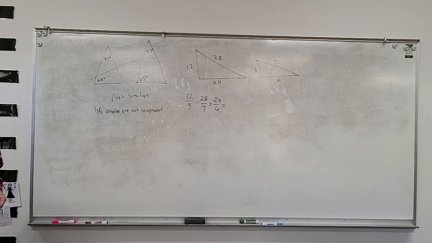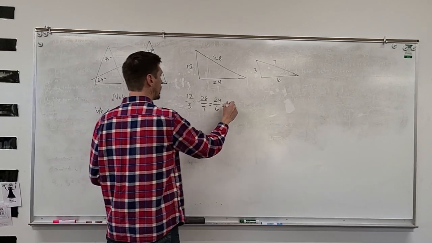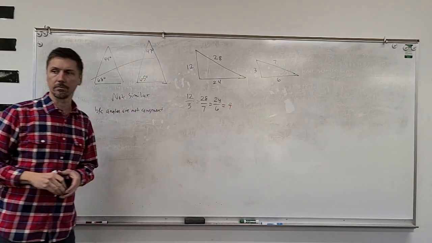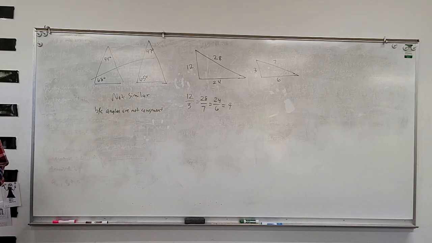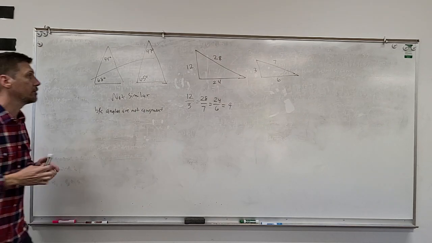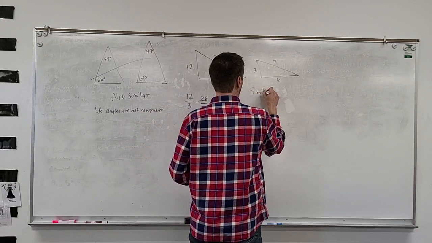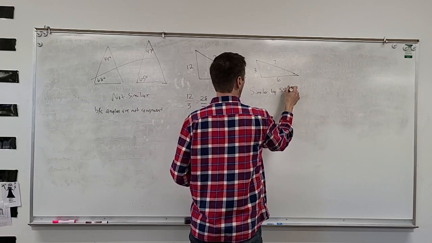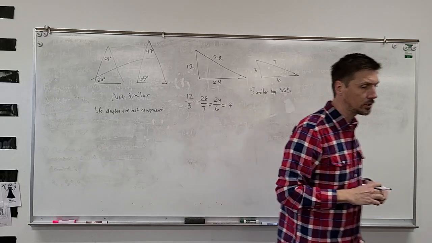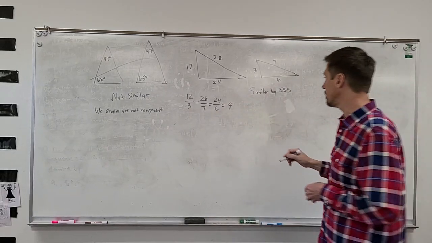All of those have to be the same ratio. And if we look at this, that means all of them have to equal 4 if we write them like that. Largest number over smallest, right? Do they? They do, right? So we can say based on that, then similar by side, side, side.